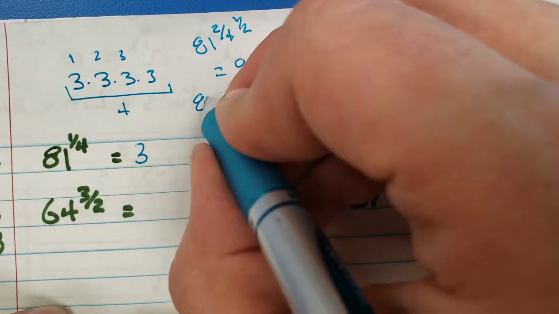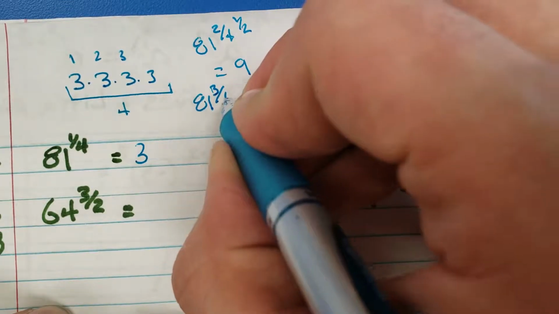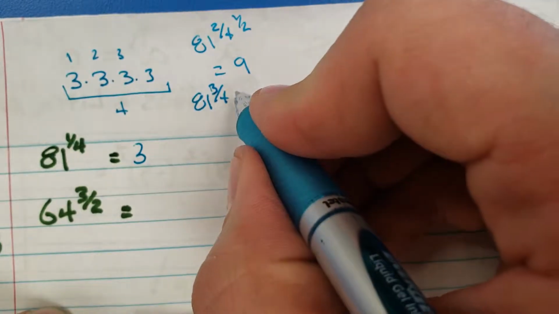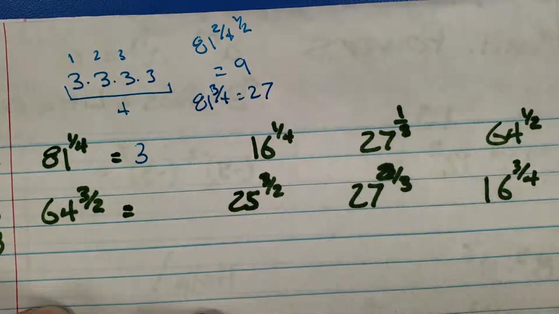It's just not fun to teach, not going to lie, okay? Now, if you wanted 81 to the 3/4, you would break it down to the 4 3s, and you need 3 of them, so 3 times 3 times 3. So this would actually turn into 27. Okay, it's kind of weird. Hold on one second.